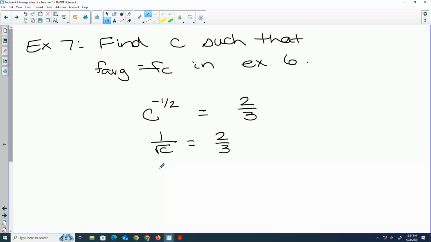So the square root of C equals 3/2, and how do you get rid of the square root? Square it. So C is 9/4.